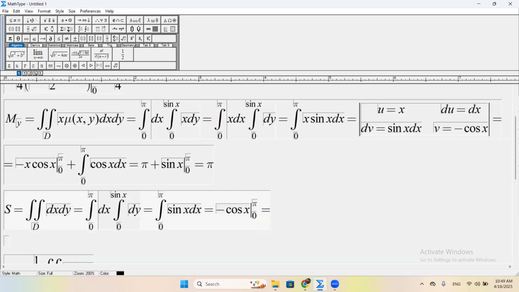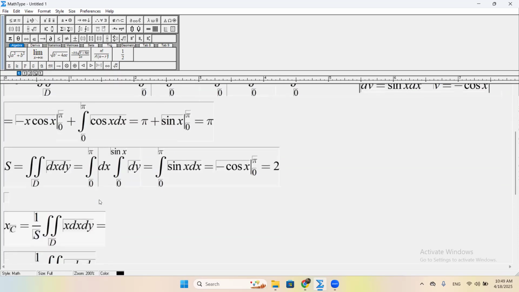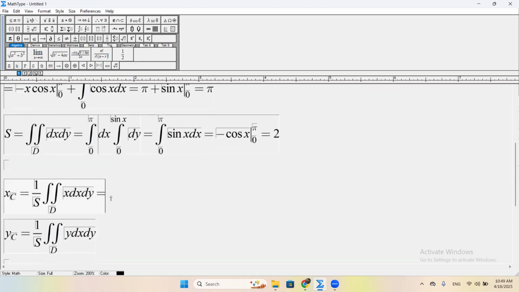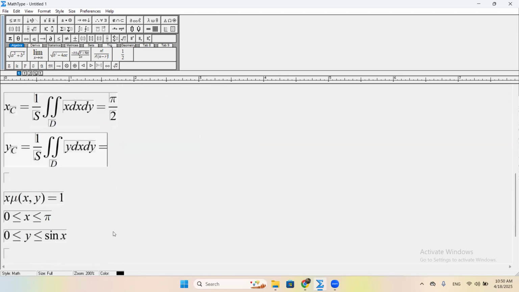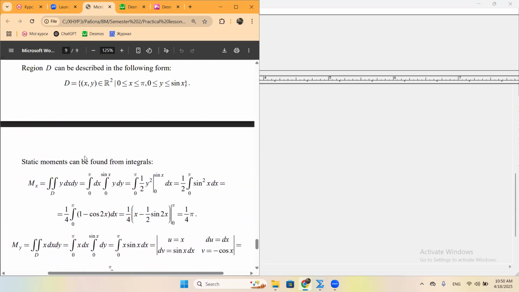So minus minus 1, so it equals 2. The area equals 2. So in this case, the x coordinate of the center of mass will be equal to p/2. And for y, p/4 divided by 2, so p/8. So it's done. If I'm not mistaken, everything is found that we had to find.